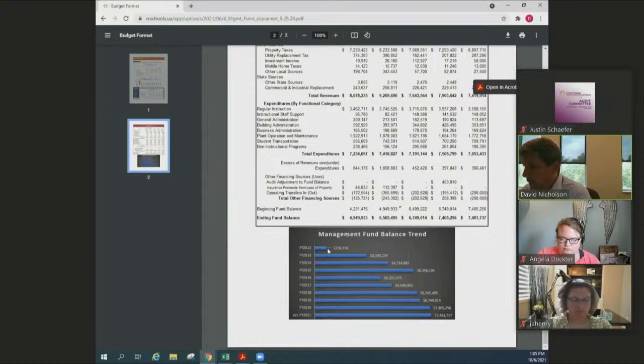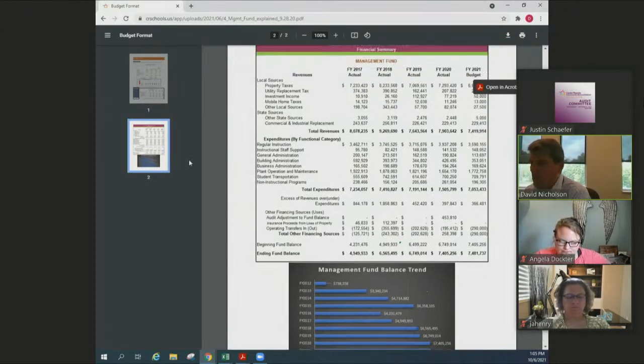You can see where our fund balance has been. We've had some very low fund balances here, and we have made a conscious effort to build that back up. So we're sitting at a good spot right now for the management fund balance, to support all of those initiatives. Any questions before I go on?